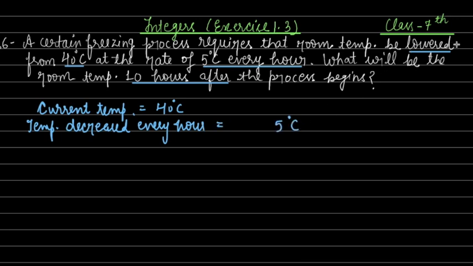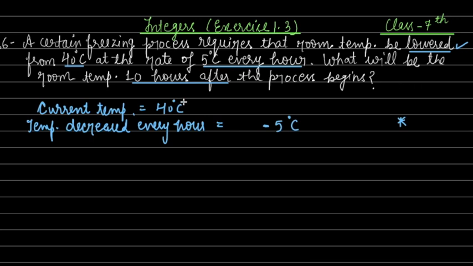As I told you, since the temperature is decreasing, it will be represented with a negative sign. It means you have to write a negative integer. So this thing is important. If you have written it as 5 degrees Celsius, your calculations, your answer, everything will be wrong. You have to tell the temperature after 10 hours.